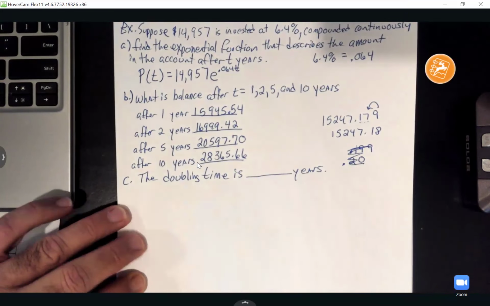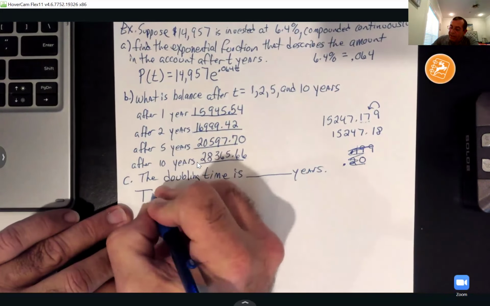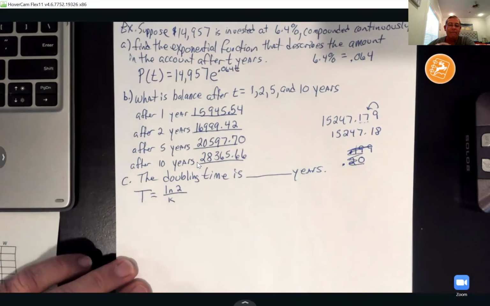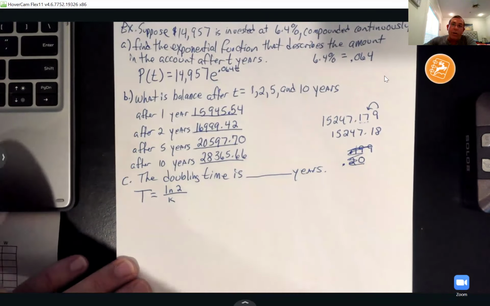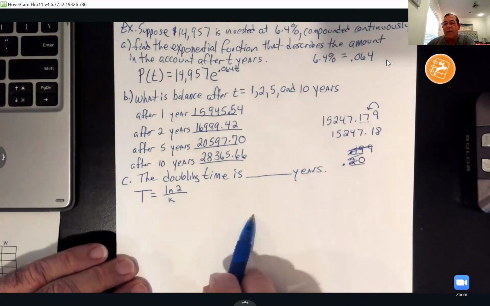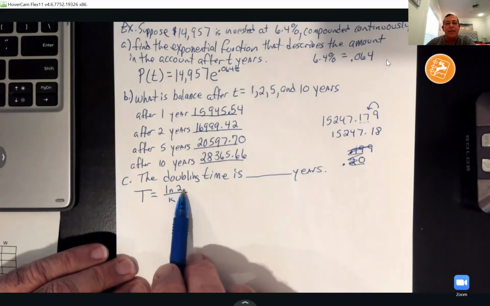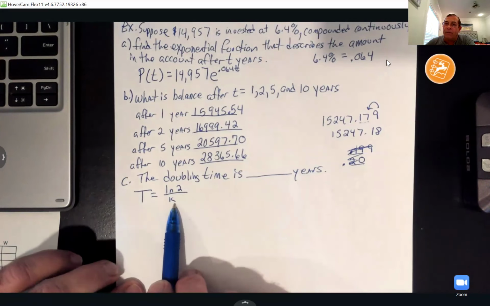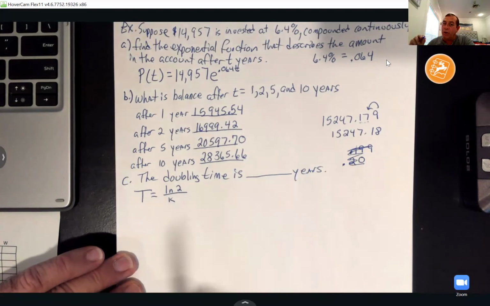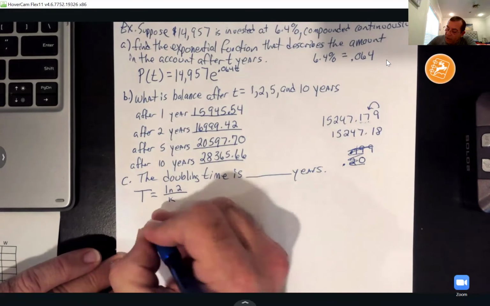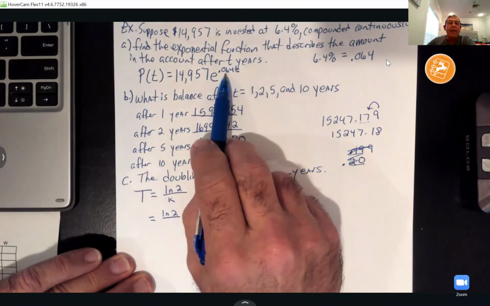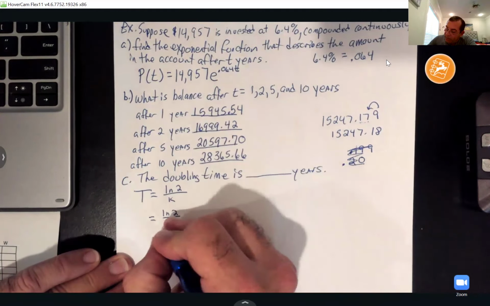All right, y'all, remember doubling time was a big T equals ln of 2 over K. So I'll tell you what, if y'all ever invest money and you want to know how long it's going to take you to double that money, all you got to do is take ln of 2 and divide it by your interest rate. And that'll tell you how many years it'll take you to double your money. For us, we got ln of 2 over K. Now remember, my K was 0.064.